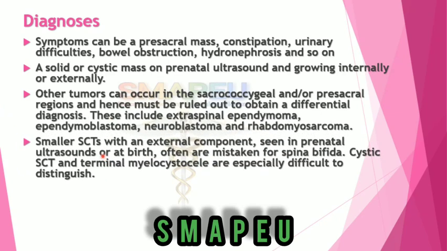Smaller sacrococcygeal tumors with an external component seen in prenatal ultrasounds or at birth often are mistaken for spina bifida. Cystic sacrococcygeal teratoma and terminal myelocystocele are especially difficult to distinguish. MRI is useful for difficult cases to diagnose.